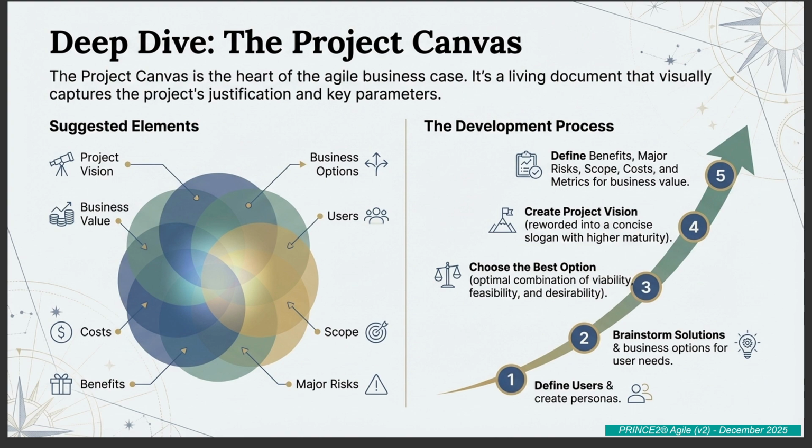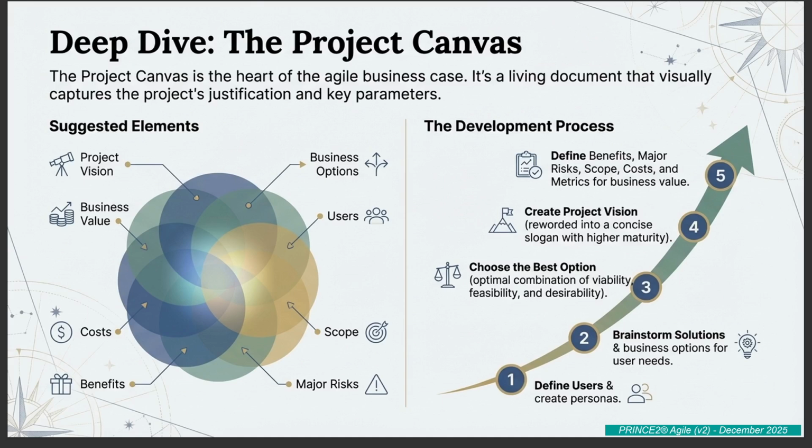And the final 2 elements that kind of close the loop are benefits and major risks. Benefits details what you expect to gain, any disbenefits, and how you'll measure them. And major risks must cover both threats and opportunities, along with how you plan to respond to them. Seeing all 8 together really lets you assess if the project is desirable, viable, and achievable.